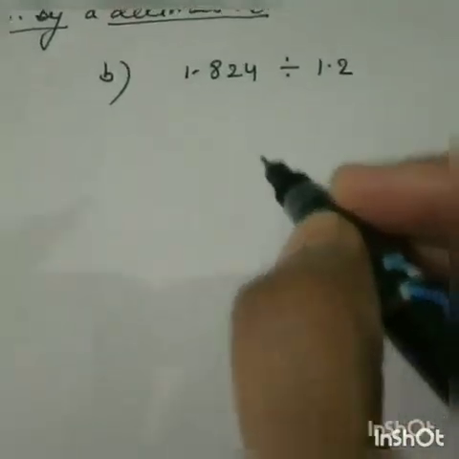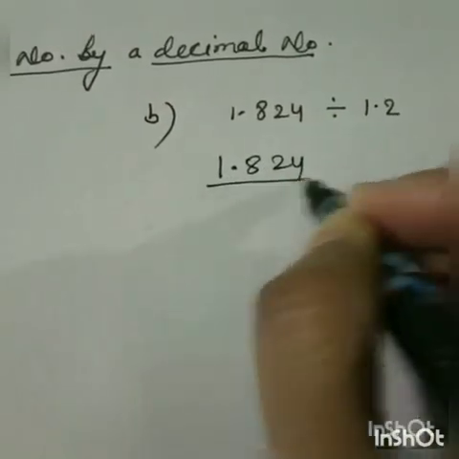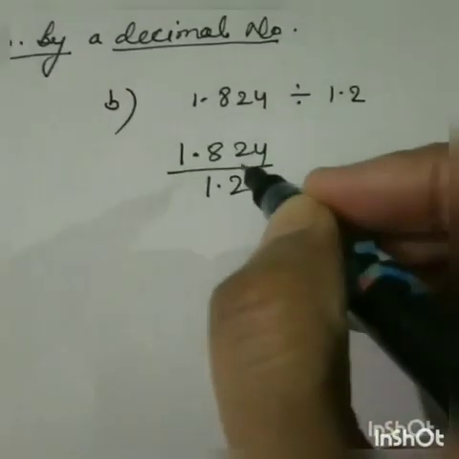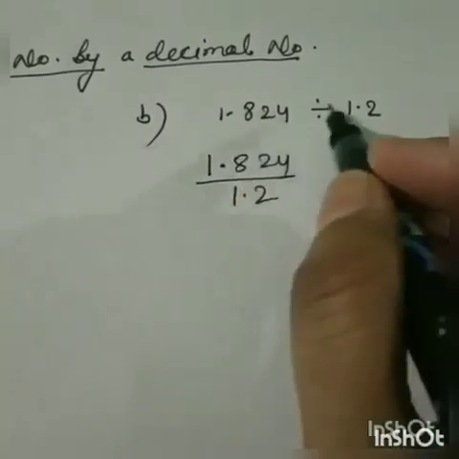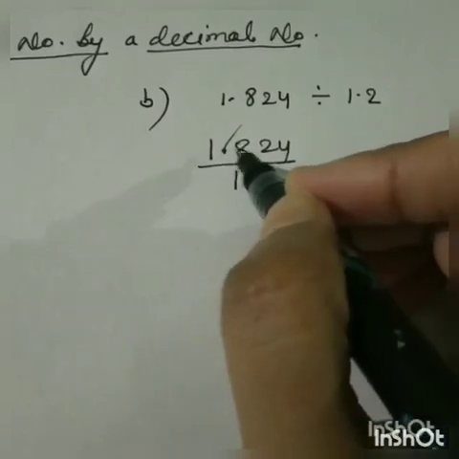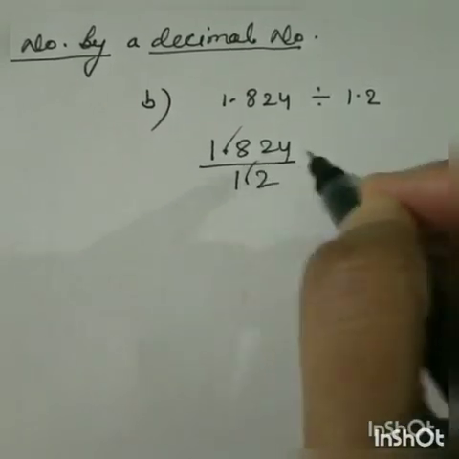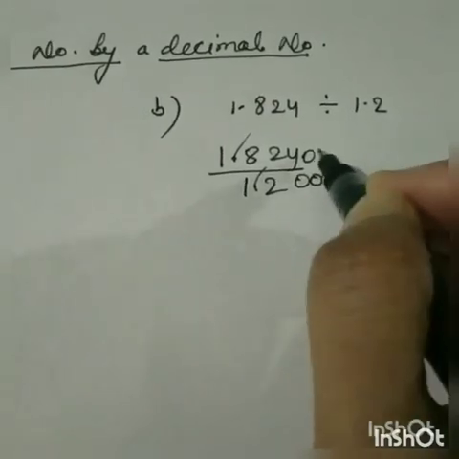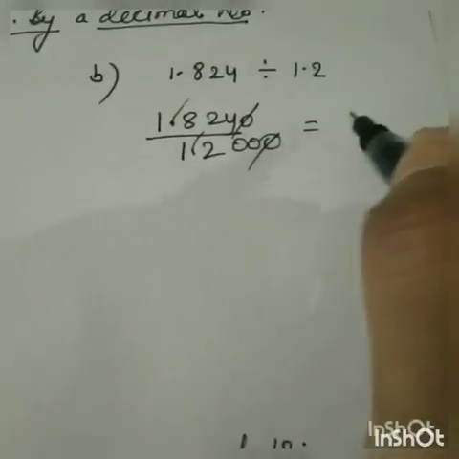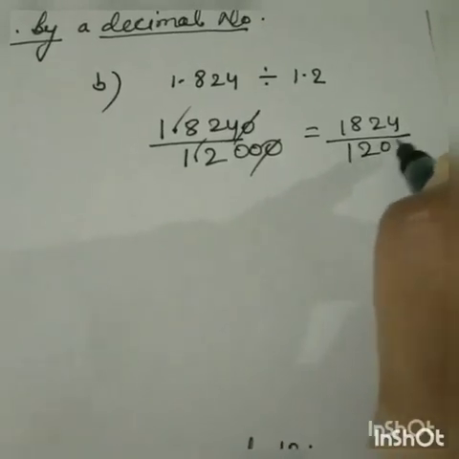Just see one more example. You will understand clearly. Write it. Now we will remove the decimal because both dividend and divisor are decimals. So if you remove the decimal, 1, 2, 3. 3 digits are there and here 1 digit. So 1 will go up, 3 digits will come down. Now cancel it out. We will get 1824 up and down 1200.